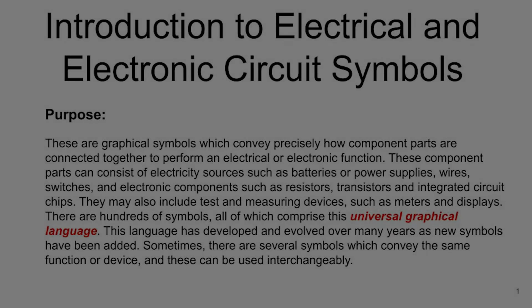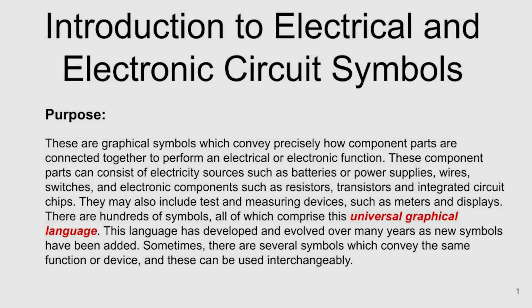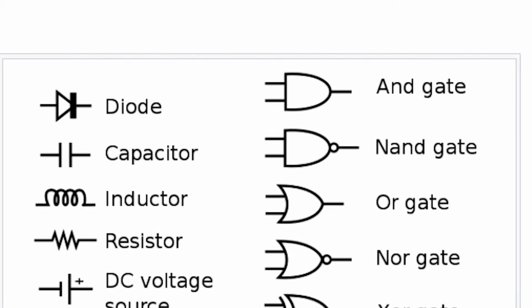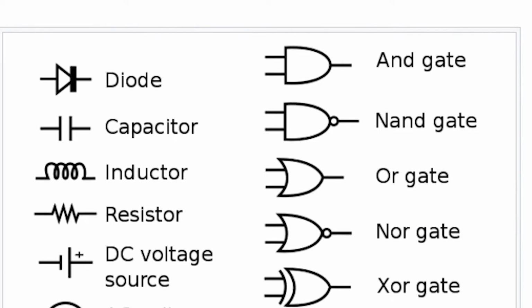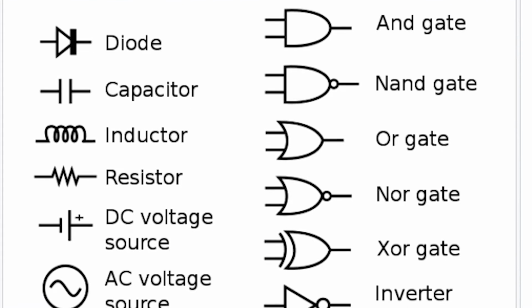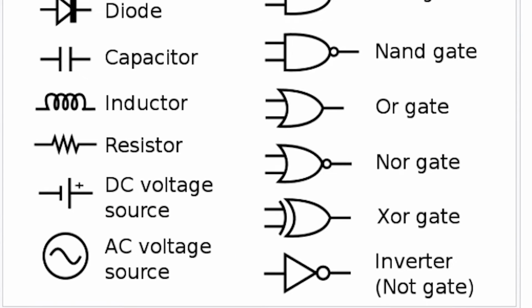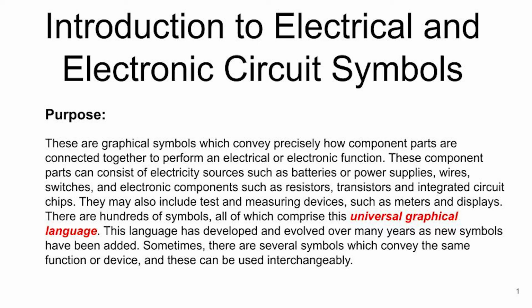Introduction to electrical and electronic circuit symbols. So first of all, we're going to go over the basic purpose of electrical and electronic circuit symbols, and then we'll look at some detailed examples. These are graphical symbols which convey precisely how component parts are connected together to perform an electrical or electronic function.